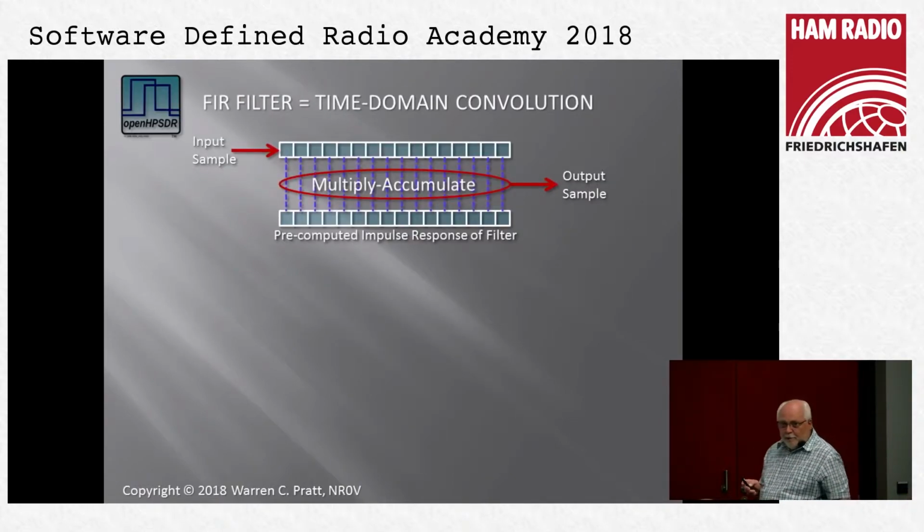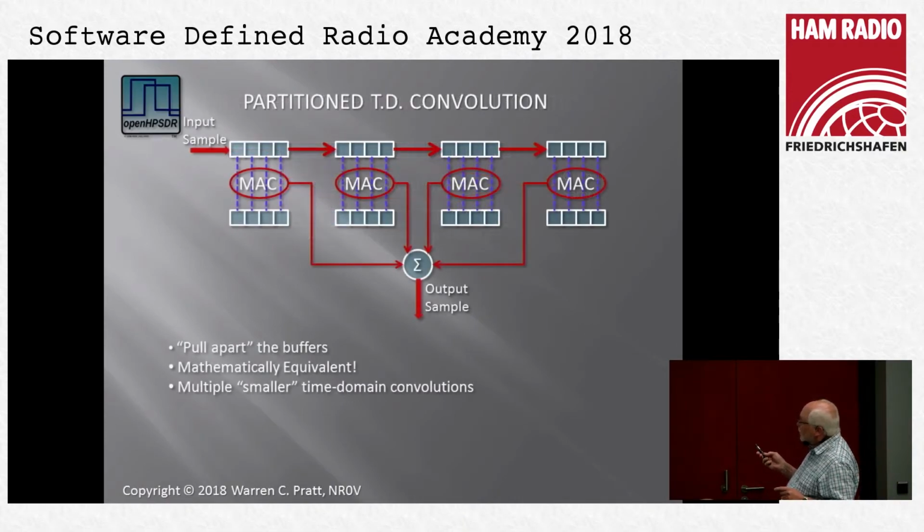Now, let me explain the magic. How do we keep the buffer small even when the filter gets long? And to do that, let's go back to the time domain representation. I'm going to perform two transformations on this diagram. Here's the first one. I'm going to pull those registers apart. This is mathematically equivalent to what you saw on the previous slide.